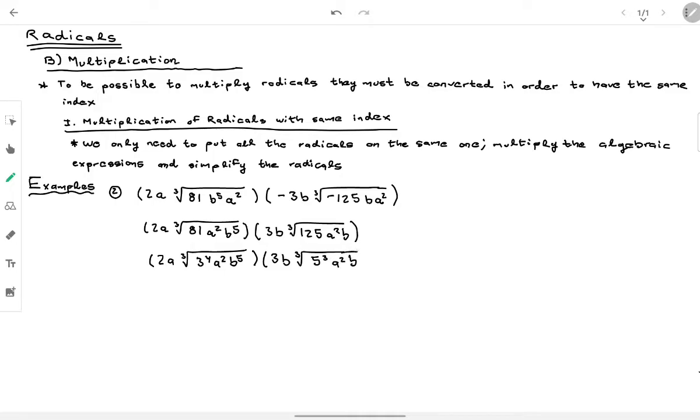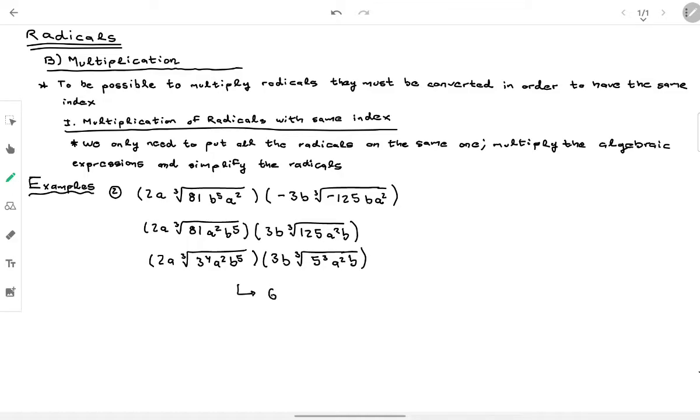So what happens here? Of course, maybe we can put this one and this one in the same radical, and the coefficient of this one and the coefficient of this one will multiply. So it's going to be, we can multiply outside the radicals.